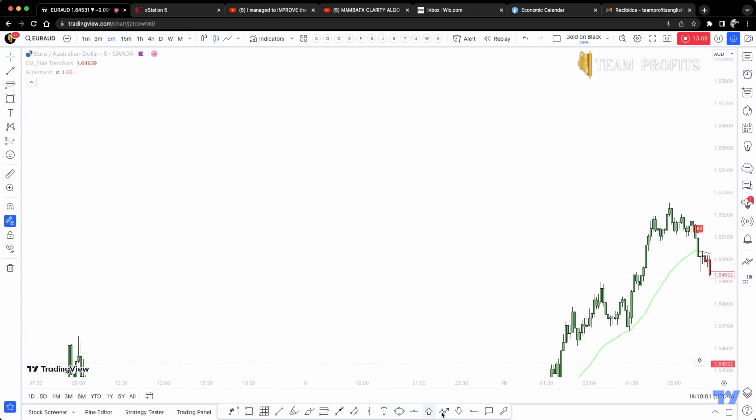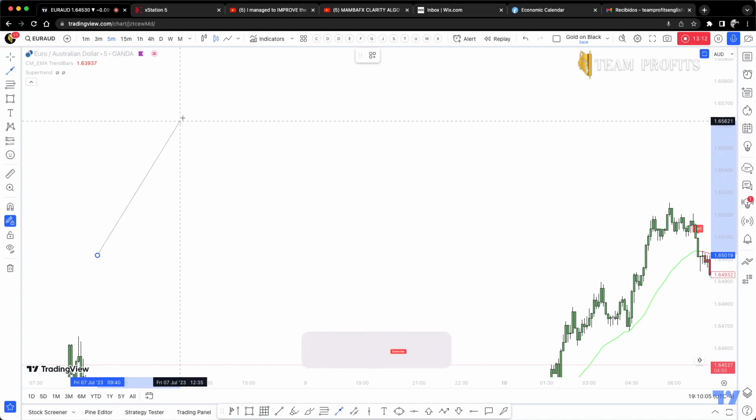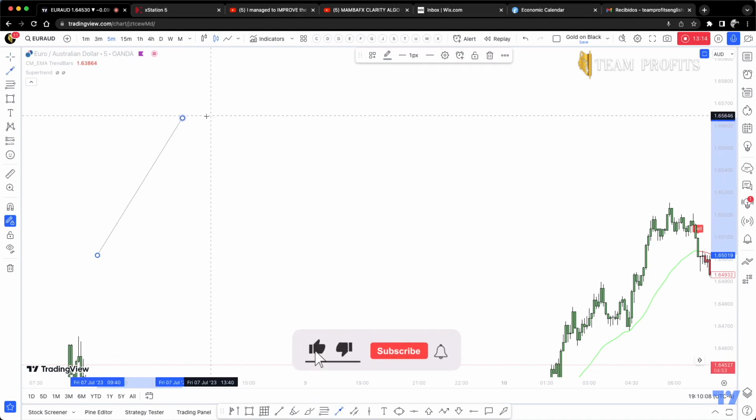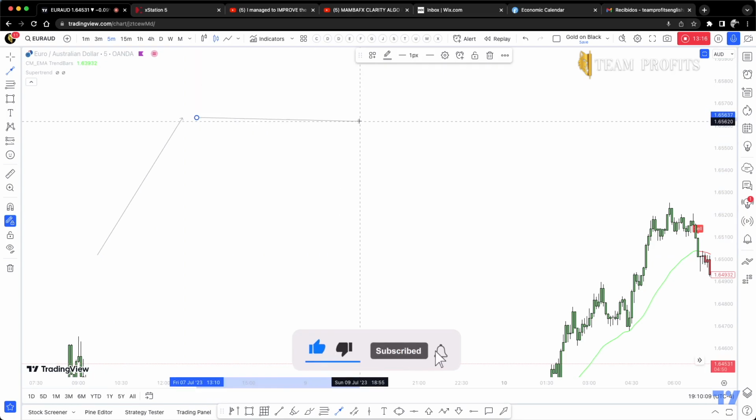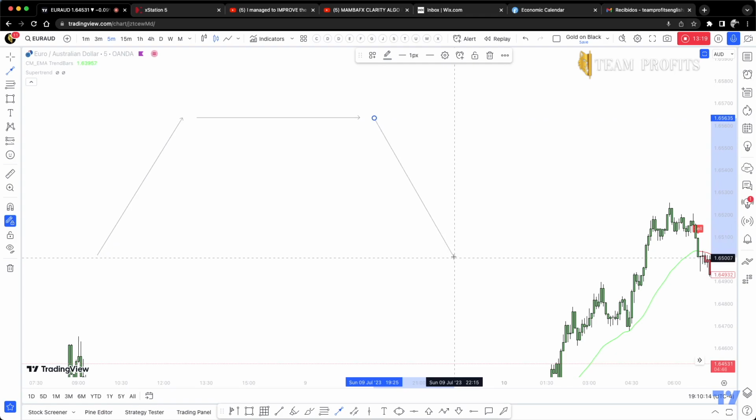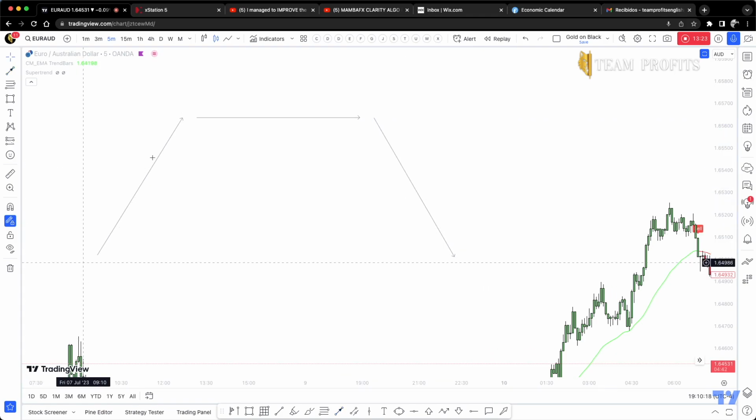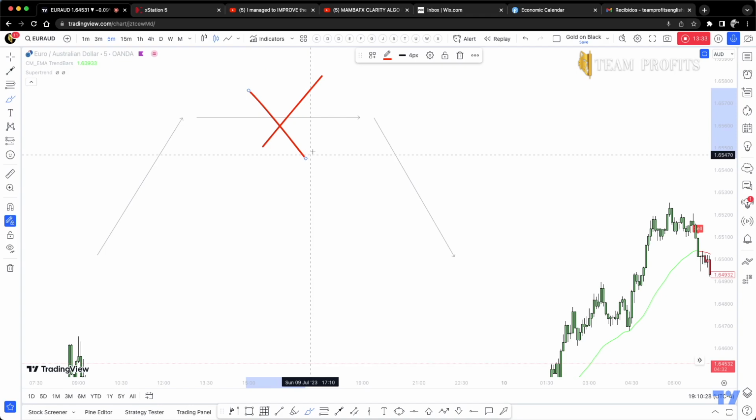The market always moves three ways, okay? It's either bullish, sideways, or bearish, right? That's how the market moves. Three ways: either going up, moving sideways, consolidating, or going down. You want to completely avoid when markets are sideways.